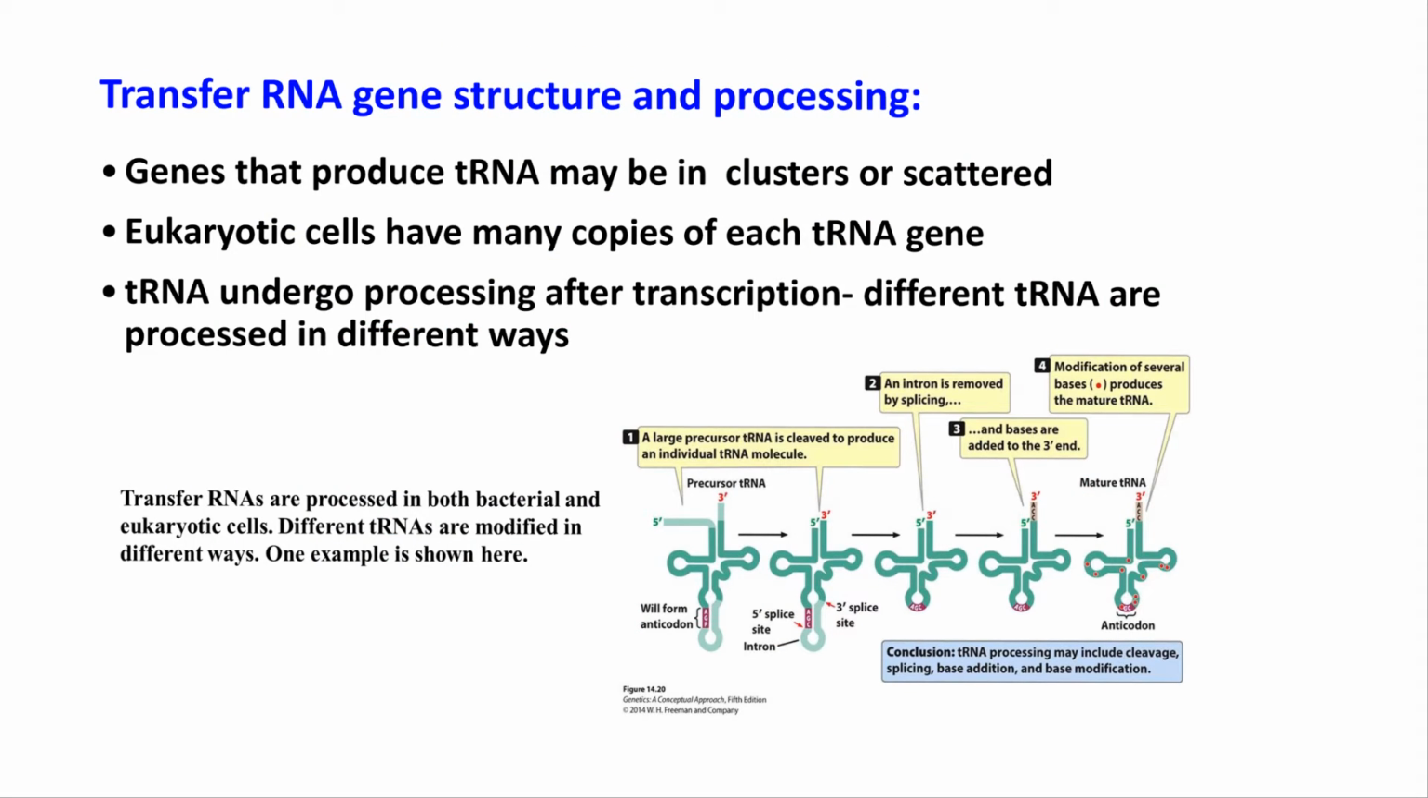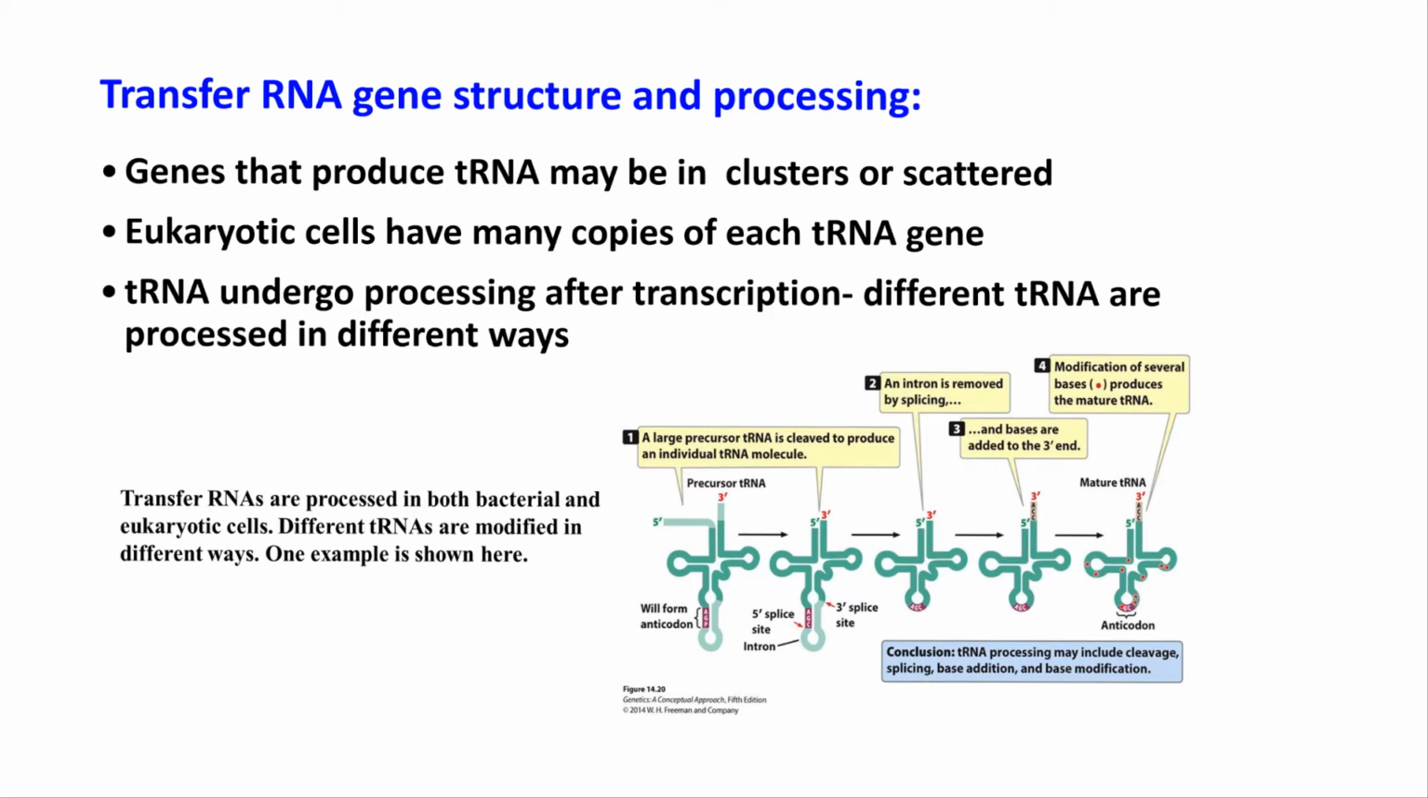Let's now talk about tRNA genes and processing. tRNA genes can be clustered or scattered. Bacteria usually have several copies of tRNA genes, while eukaryotic cells have many copies. Very often, for example in humans, you can find tRNA genes in so-called tandem repeats. In bacteria, tRNAs are usually transcribed together as one large precursor RNA, which is then cut into pieces.